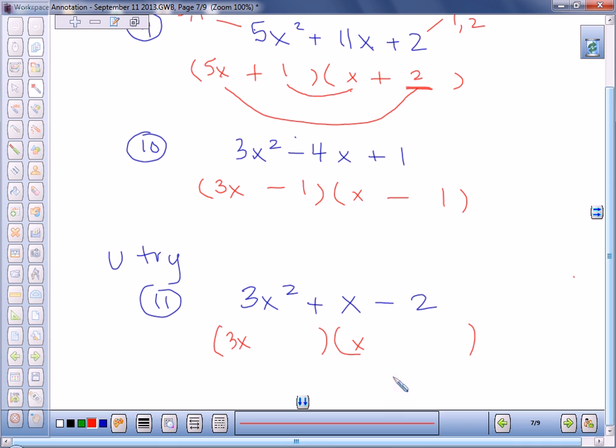I am multiplying to get a -2, which means they have to be opposite signs, right? And I'm adding to get a +1. So if I have a +3 and a -2, that adds to give me +1, and it multiplies to give me -2.